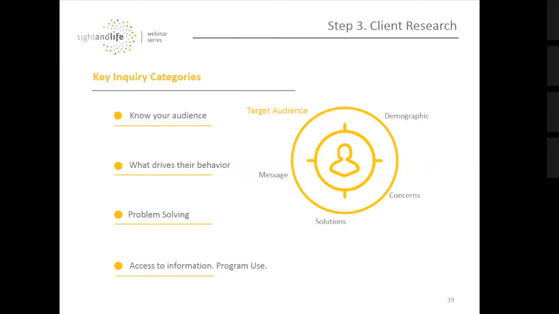And the last inquiry category is how much do they know about the consequences of the behavior? How do they access the information? What are their credible sources of information? And why are they credible? And how do they use your program to access information? So a lot of it has to do with their knowledge needs, for instance.